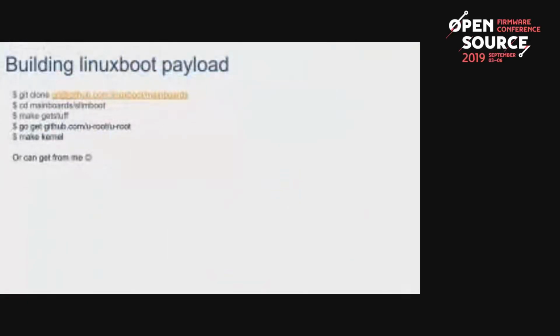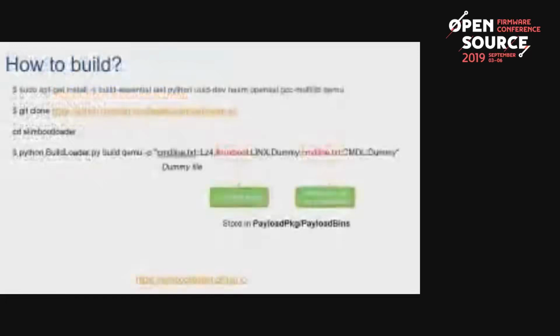Building the Linuxboot payload is quite straightforward, thanks to Ron. You just git clone, go to the folder, and make. That's all. You can do it yourself or you can get the kernel directly from me. Okay, so how to build the Slim Bootloader? My colleague later will tell you how to do the exact porting, but this is a more simplified version.